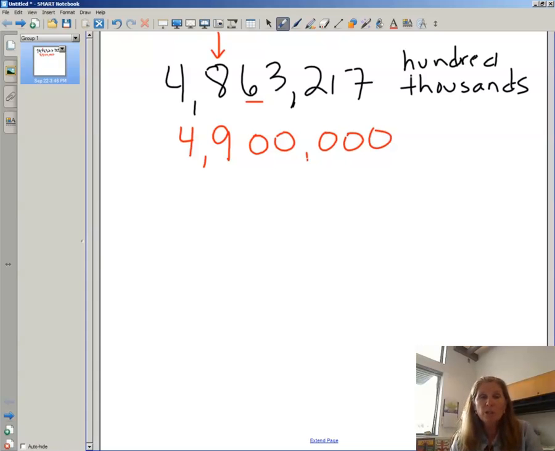4,863,217 is pretty close to 4,900,000. So that would round up, and we looked at one to the right to decide that. Let's look at another one.